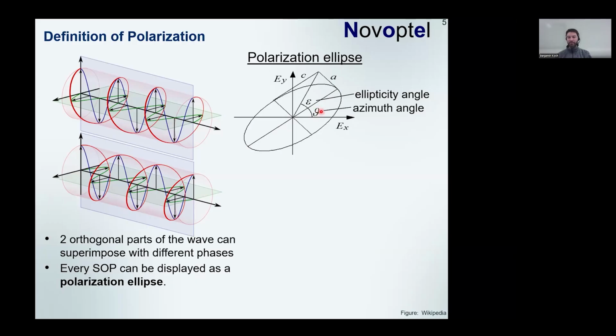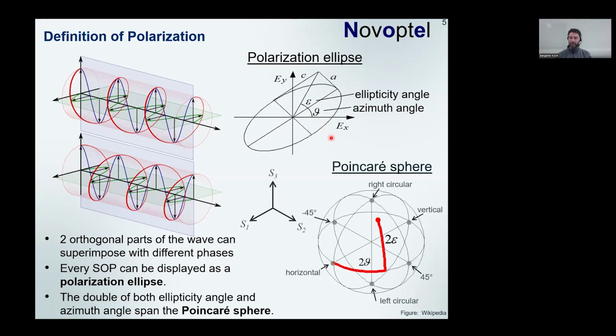This defines the orientation of this ellipse with respect to the x-axis. There's another very useful representation of the state of polarization, which is the Poincaré sphere. Here you see we have the identical angles, but they are doubled. Here are 2 theta and here are 2 epsilon. And with these 2 doubled angles, they span the unity sphere in the Stokes space called the Poincaré sphere.